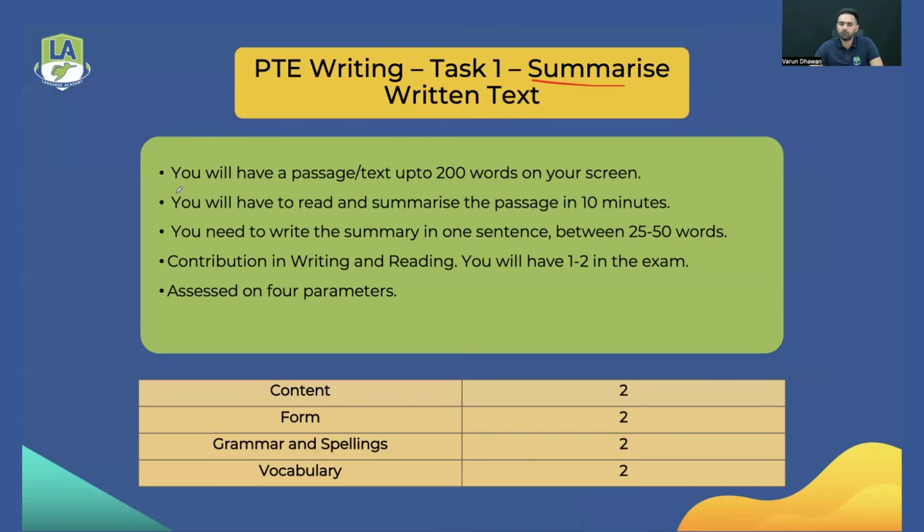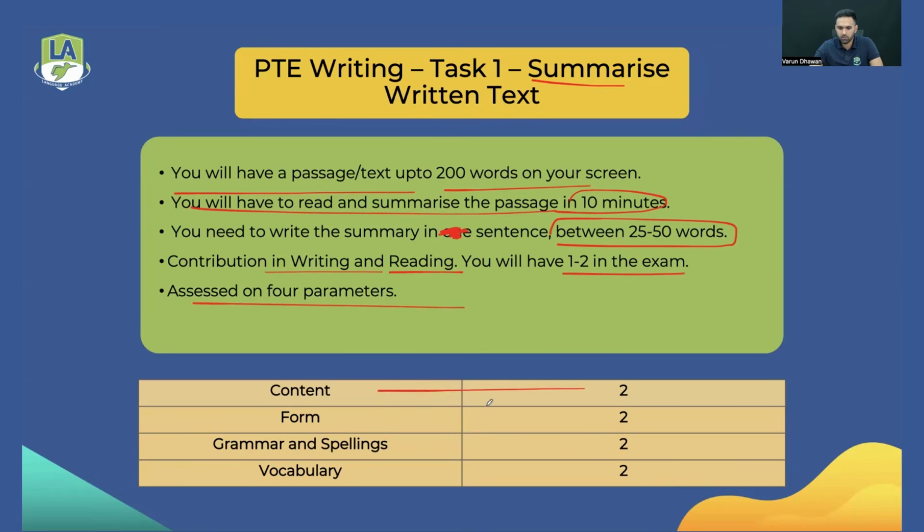As I've told you, you'll have a passage on your screen up to 200 words. You'll have to read and summarize the passage in 10 minutes. You'll need to write the summary in as many sentences as you want, ideally around 2 to 3 sentences. And this should be between 25 to 50 words. This will contribute towards your writing module and a few points towards your reading module as well. You will have 1 to 2 in your test, and this is assessed on 4 parameters.